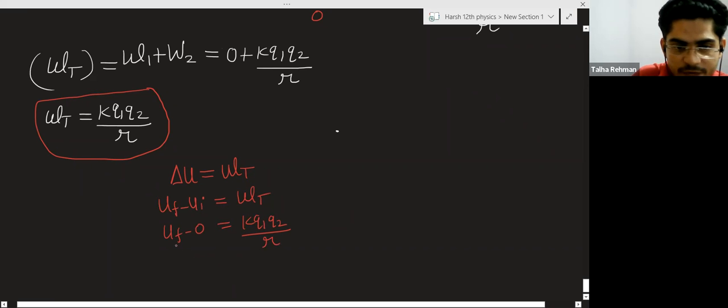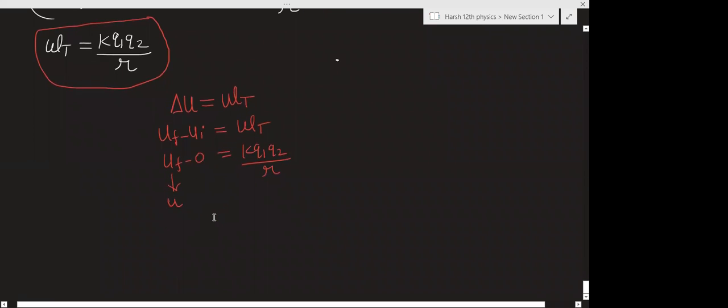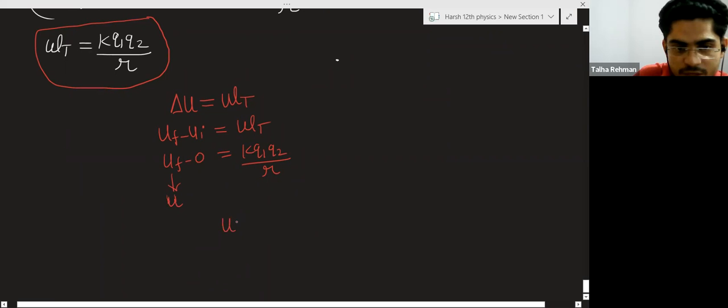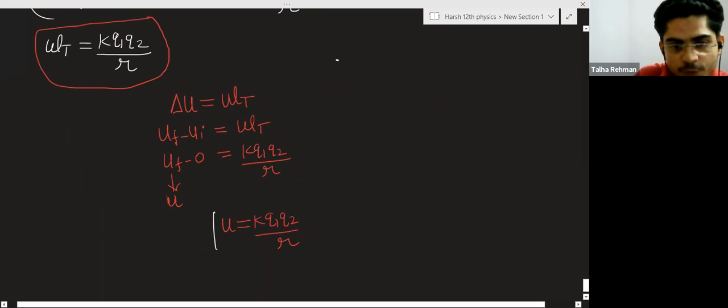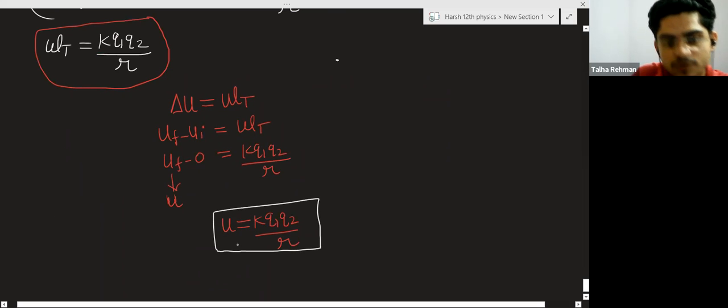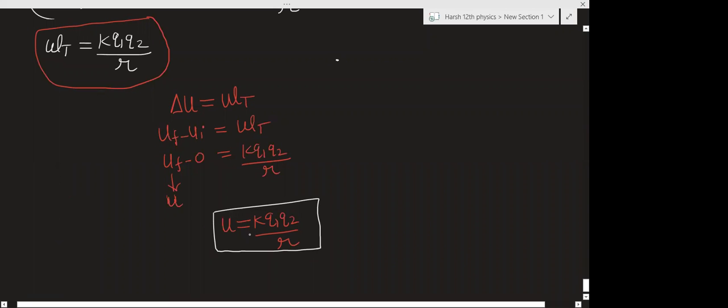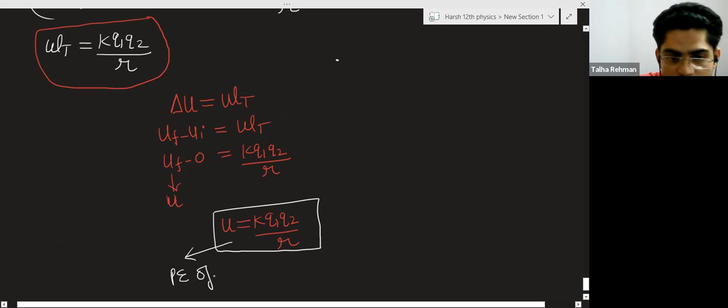So I am writing U_F as U, capital U. So we have K Q1 Q2 divided by R. This is the required formula. Potential energy of a system of two charges is given by K Q1 Q2 divided by R.